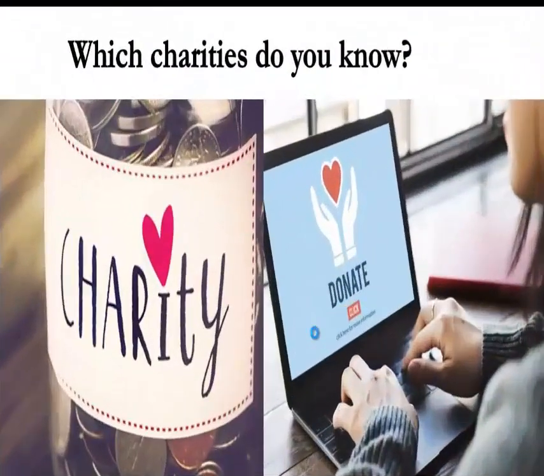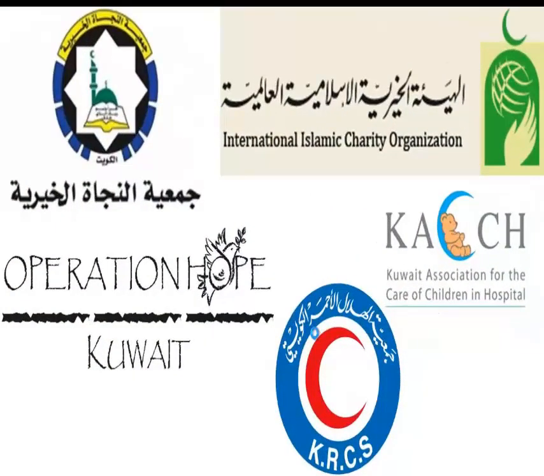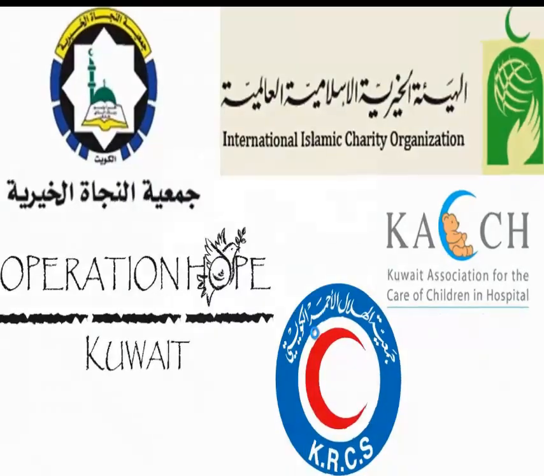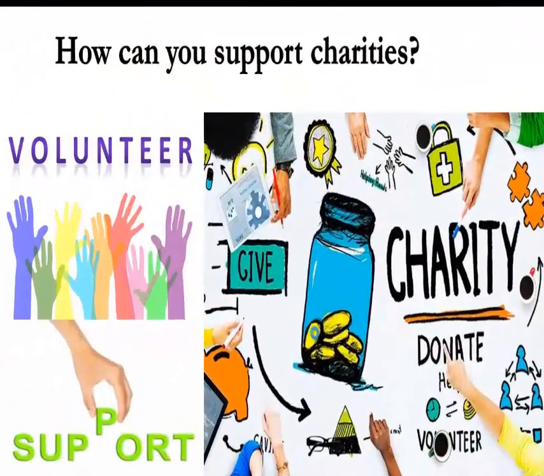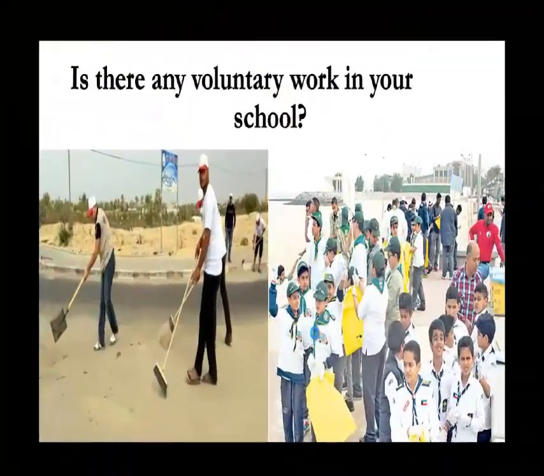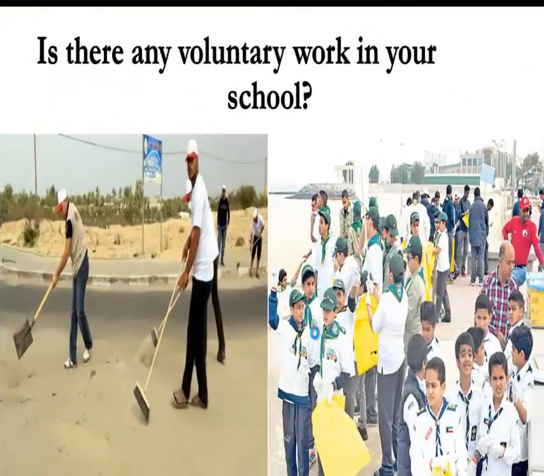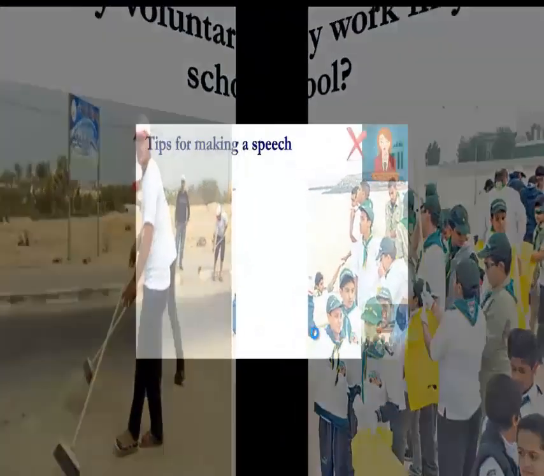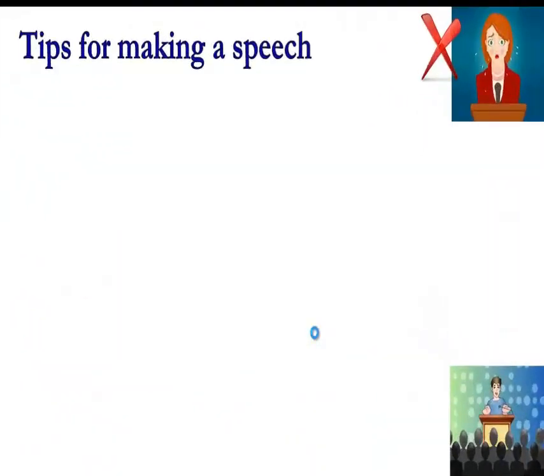Next one: which charities do you know? Look at the charities here. International Islamic Charity Organization, right, and etc. An-Najah Khairiyya. How can you support charities here? By money, right? Is there any voluntary work in your school? So think about these questions and try to find answers for them.